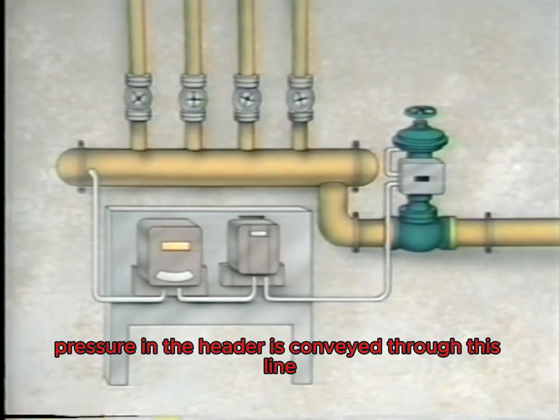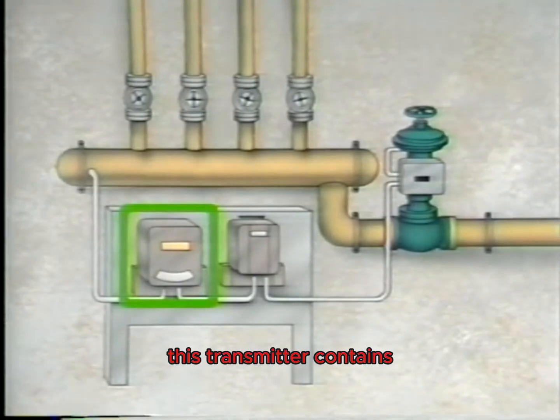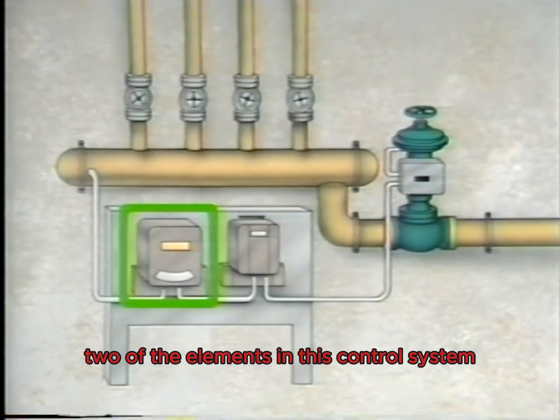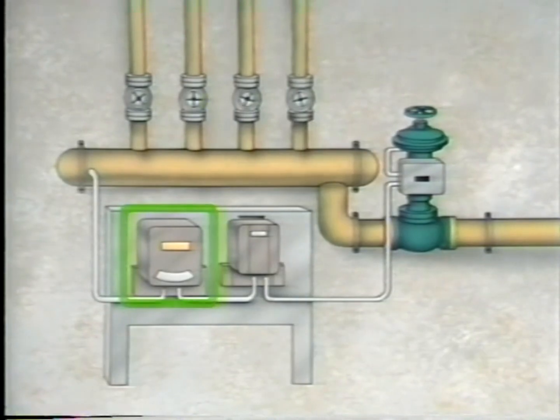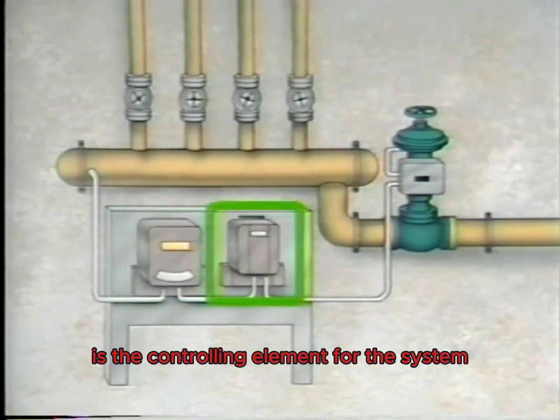Pressure in the header is conveyed through this line to a transmitter. This transmitter contains two of the elements in this control system, the primary element and the measuring element. The controller is the controlling element for this system.